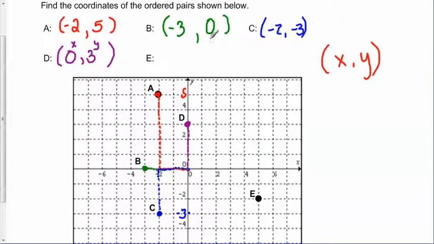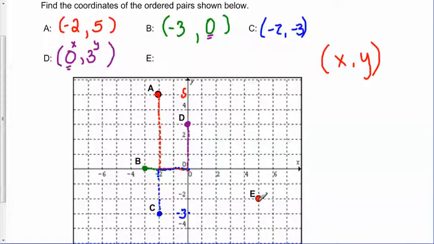Be really careful with these ones that have zeros in them. It's very easy to get these turned around and think about them as being on the axis where they're not. So just keep reminding yourself the first coordinate is where you're going to go in the horizontal. The second coordinate's where you're going to go in the vertical. Okay. The last point that we have is down here.